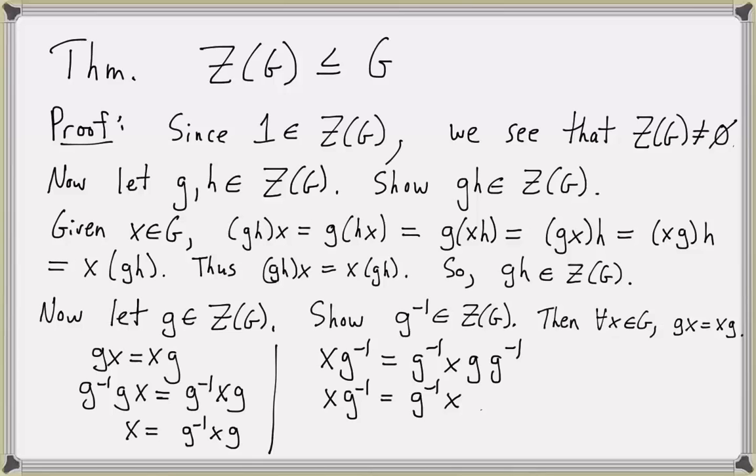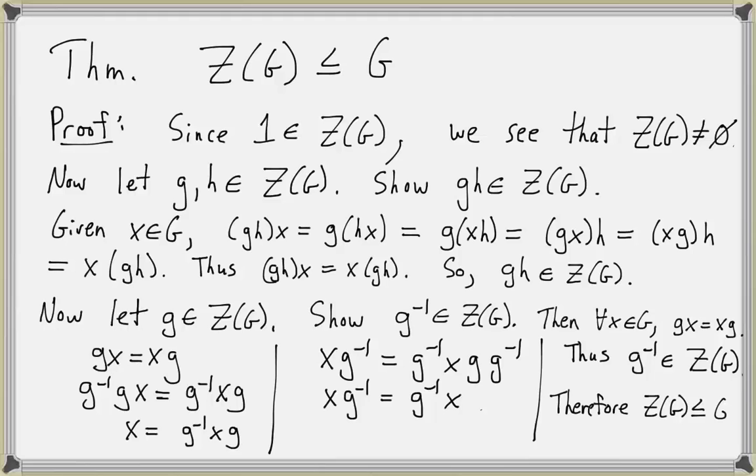But this last equation shows that g inverse commutes with any element x in G. Thus, g inverse is in the center of G. So we see that the center of G contains the identity, it is closed under multiplication, and it's closed under inverses. Therefore, the center of G is a subgroup of G.